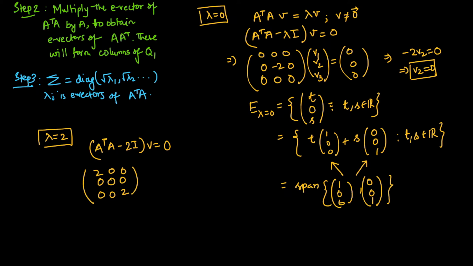So there's been a small mistake. The first calculation corresponds to lambda equal to 2, right? And this corresponds to lambda equal to 0, multiplied by V1, V2, V3, will be equal to 0 0 0, right? Let me correct this here, lambda equal to 2.